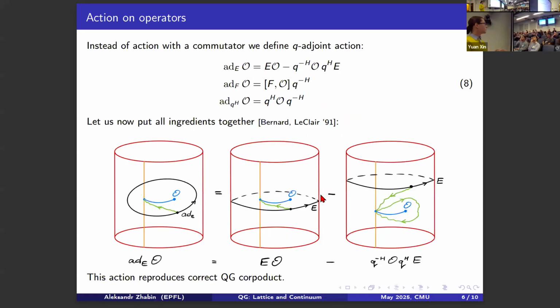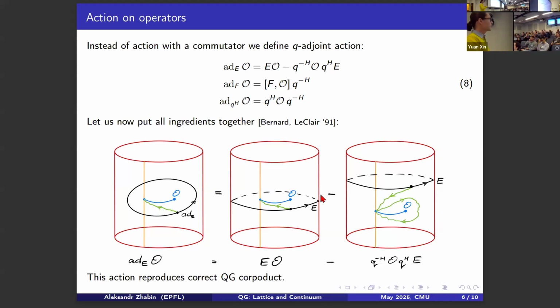But now we would like to consider how this quantum group acts on the operators. Usually we act on the operators with a commutator. Instead, for these q-deformed symmetries, the action is also q-deformed. It is called the q-adjoint action. Sometimes it is also called the q-commutator. And indeed, you can see that the adjoint action of E and F is given by the commutators which are slightly modified by this q to the H.